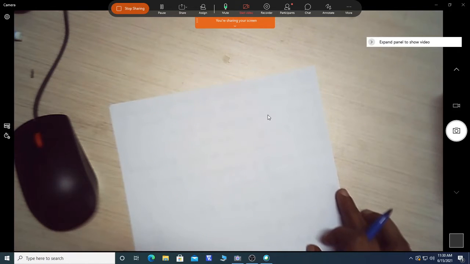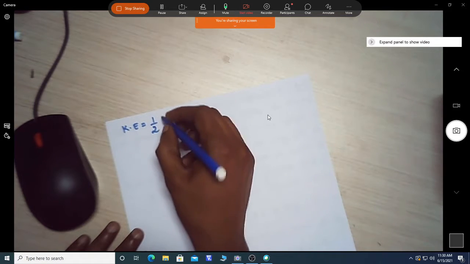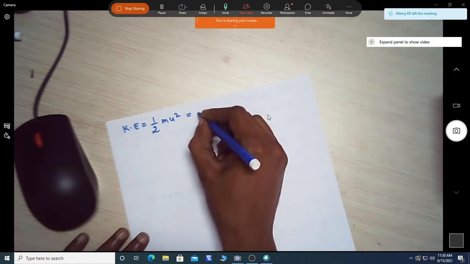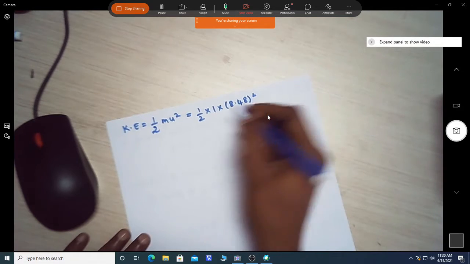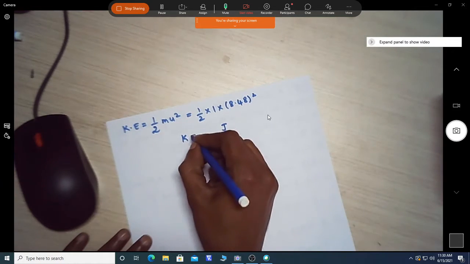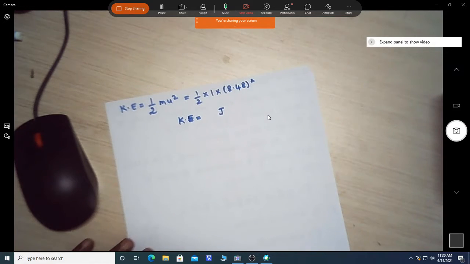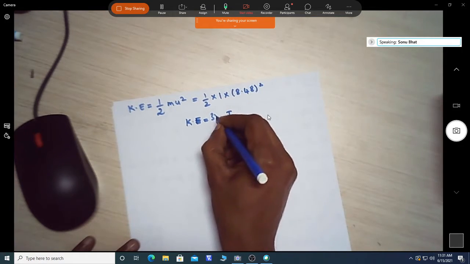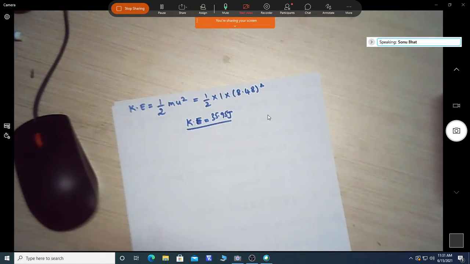So now we can find out the kinetic energy, that is given by half m u square. So that is the mass into velocity square. So we can write half into, the mass is 1 kg and the velocity is 8.48 square. So now we can find out how many joules the kinetic energy will come. How much is it coming? 35.95 joules. Okay, so this is the kinetic energy.